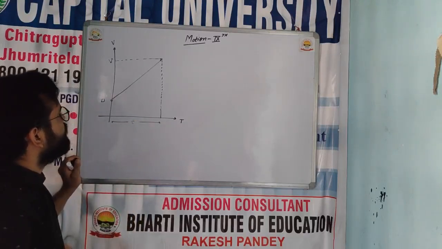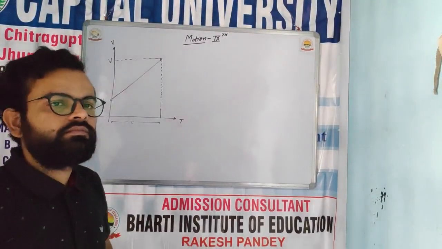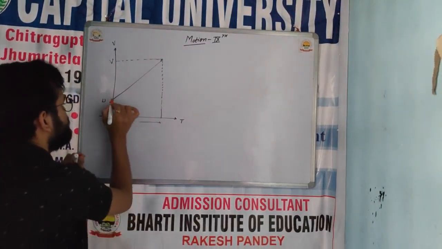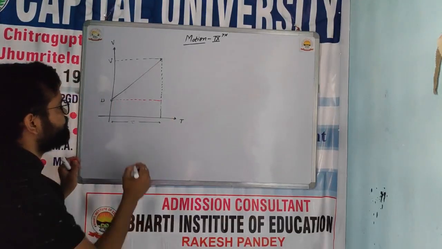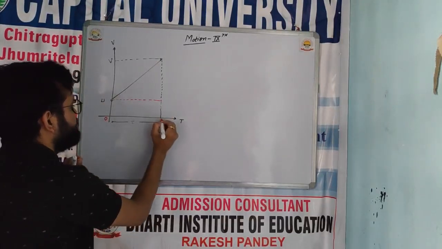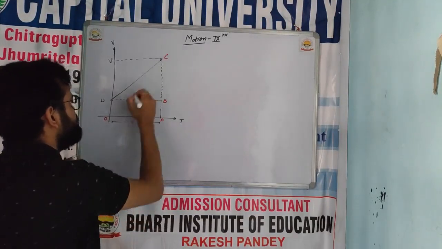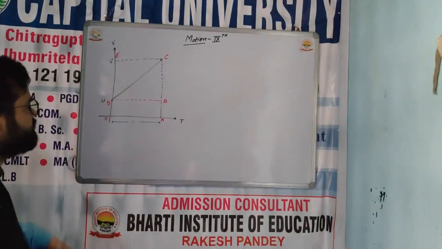Clear? This graph is used for all three equations. So remember this. First of all, look at this point, and this is origin O, A, B, C, D and E. All the points are mentioned here.